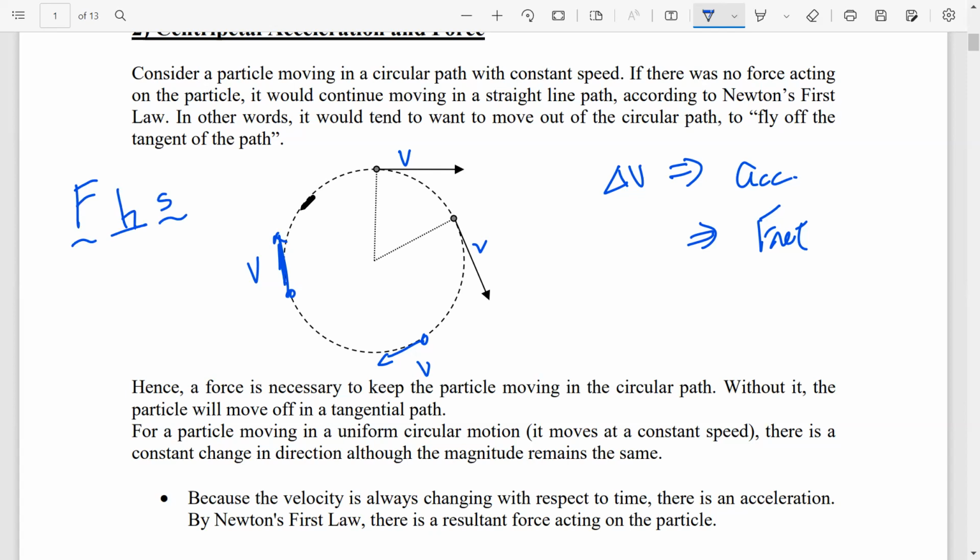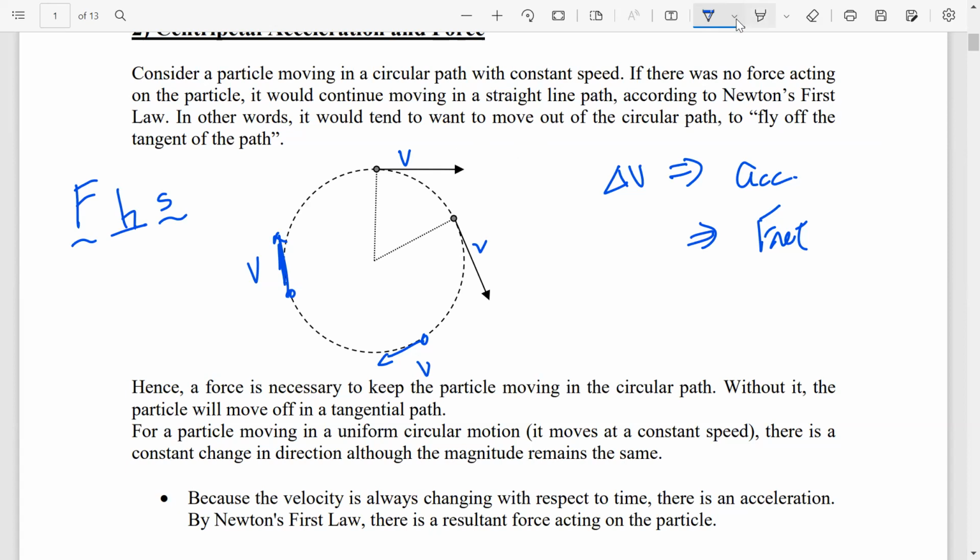Because of that, it must be perpendicular. So there's a force, but it doesn't increase its K. It does no work. The purpose of the force will be to change the direction of the velocity. That's the sole purpose of this force.